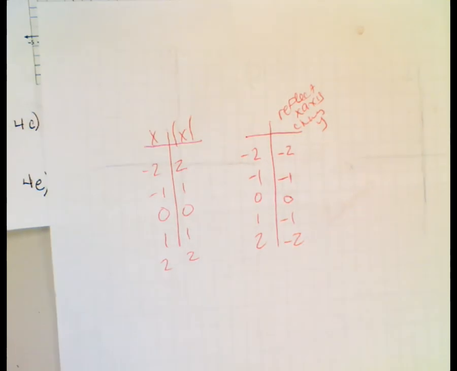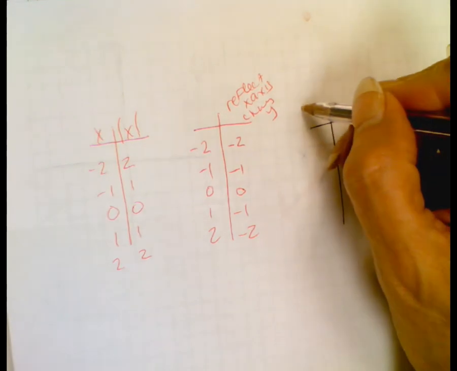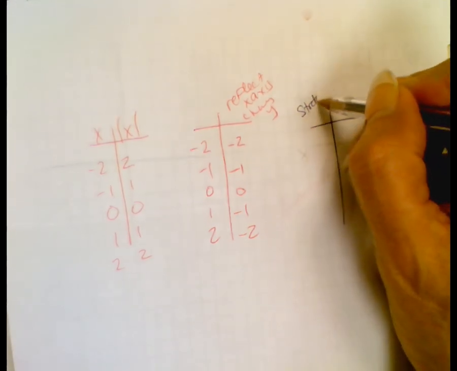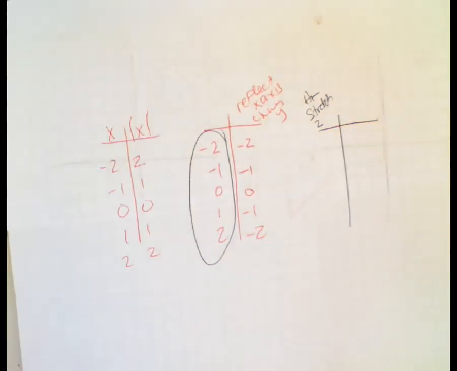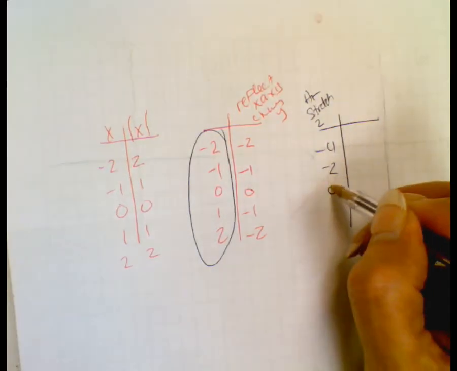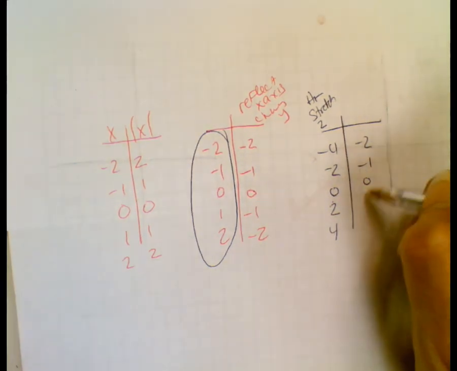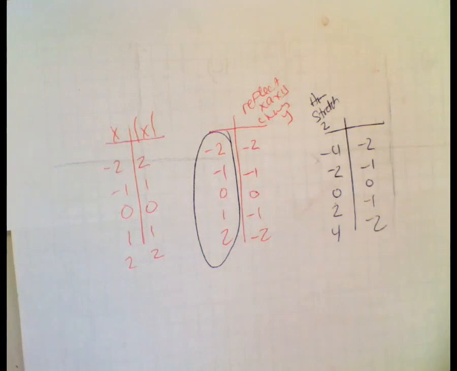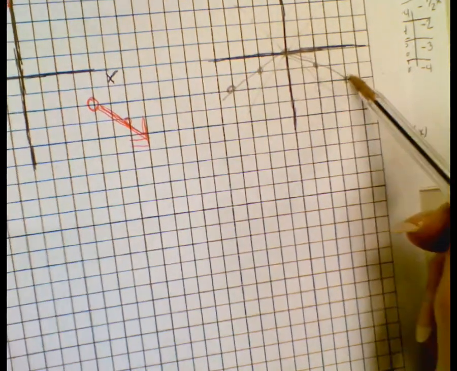The next thing I'm going to do is stretch by a factor of 2 horizontally. That means all of these are going to be doubled. So negative 4, negative 2, 0, 2, and 4. But I'm going to keep the y's the same. So this is where I'm at right now. Right here, negative 4, negative 2, all that stuff.